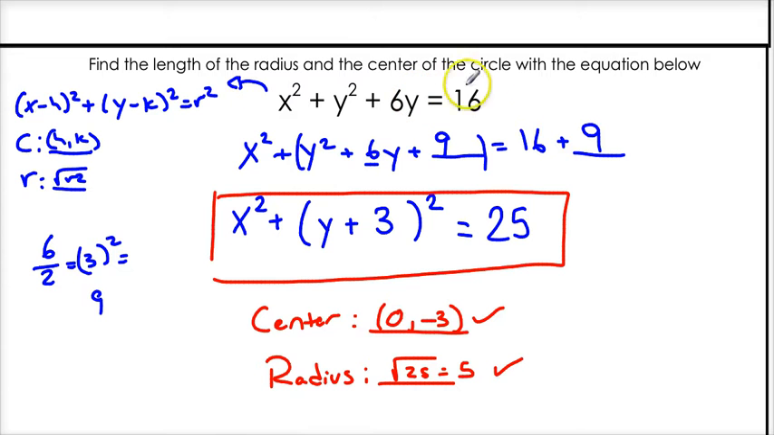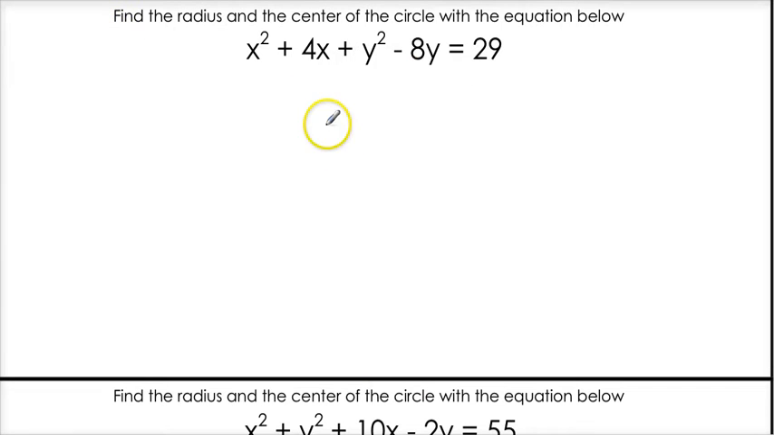So if it says find the radius and the center of a circle, and it's not in the form that we know, we have to do the completing the square to put it in the form where we can see these things. We're going to do 3 more examples. Bear with me. We're going to get nice and comfortable with this. I know it's a little complicated. Just trust me. We're going to keep going with it.